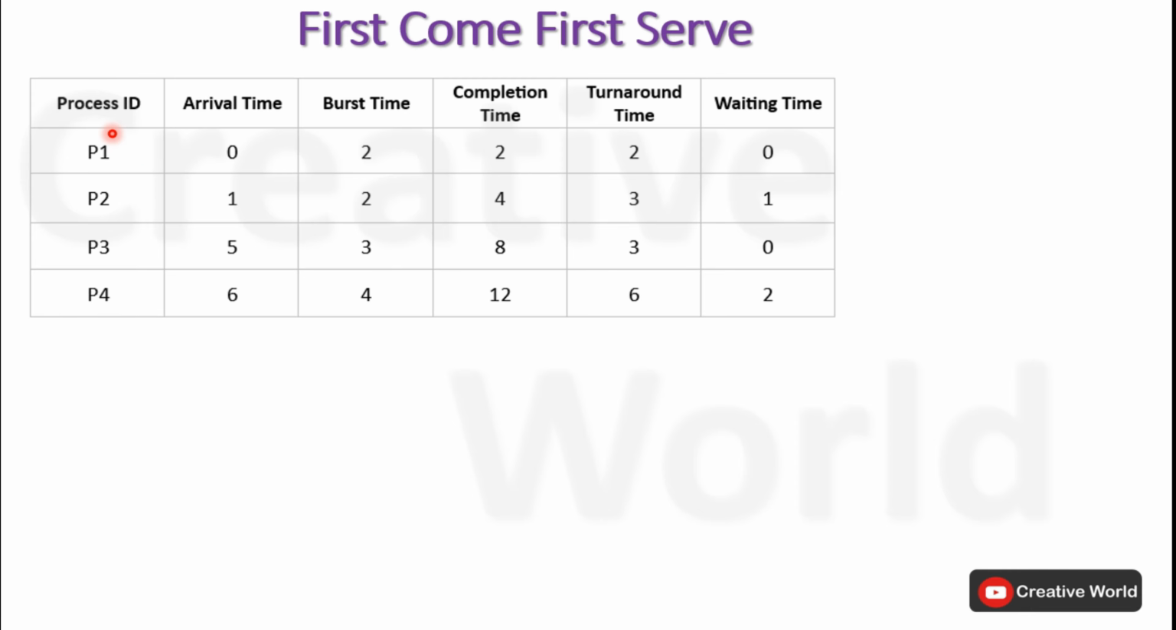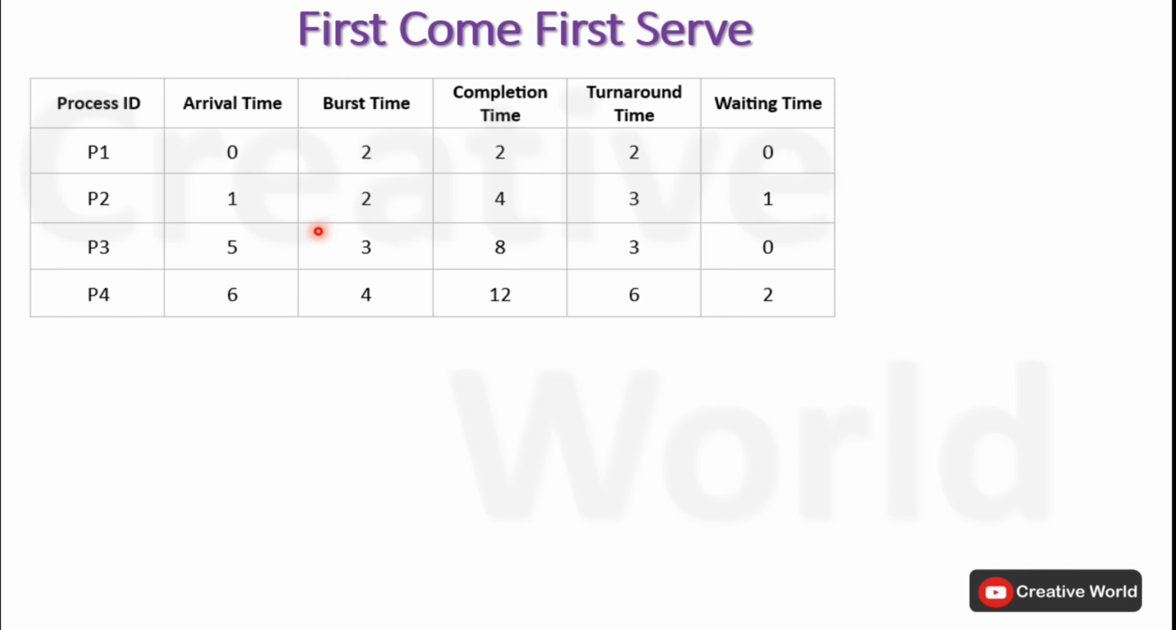There are 4 processes whose arrival times are 0, 1, 5 and 6, and burst times of these processes are 2, 2, 3 and 4 respectively. Now it is required to calculate their completion time, turnaround time and waiting time. These times are not given in this scenario. I have calculated these times and mentioned them here. So we will start solving this problem.